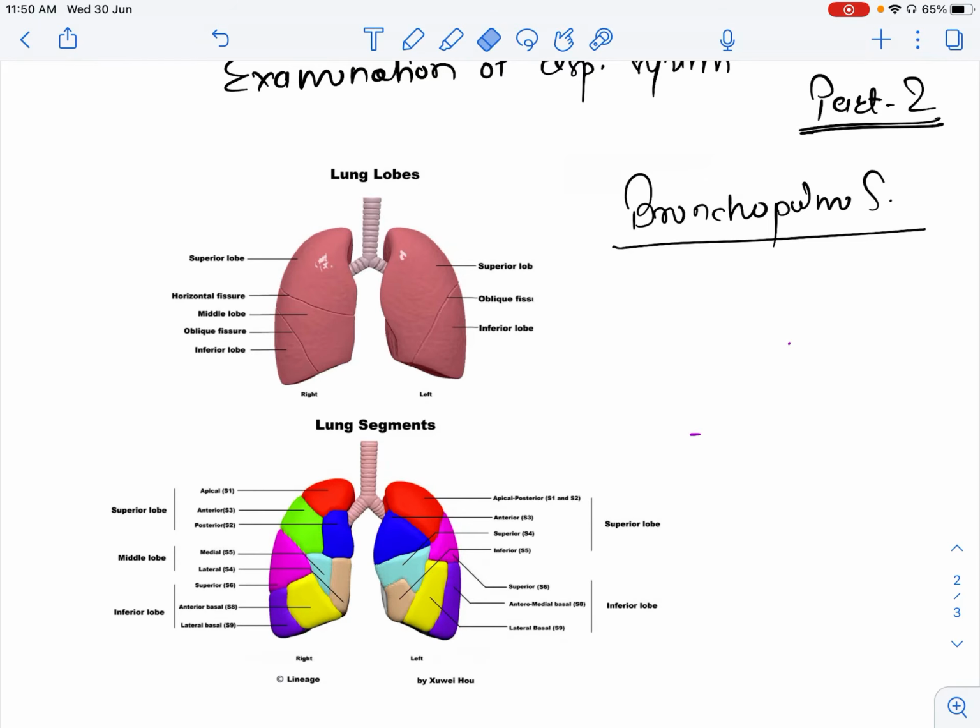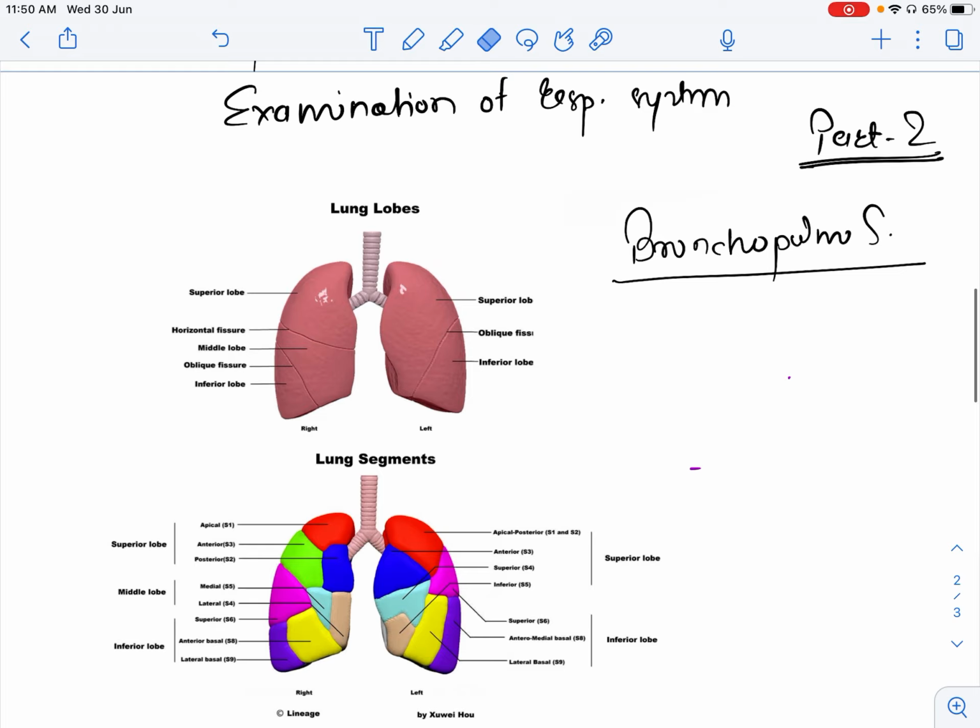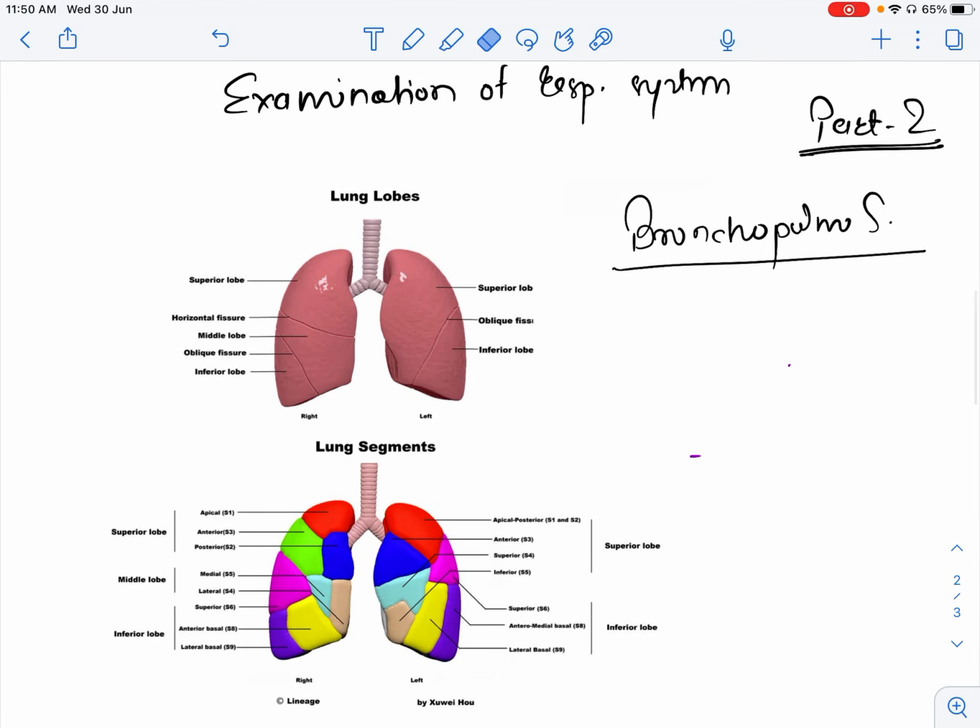So, hello everyone. Welcome to the second part of respiratory system examination. We'll try to cover three or four important topics that are actually topics of anatomy, but they are used in a clinical examination and then can be asked in a medicine viva.